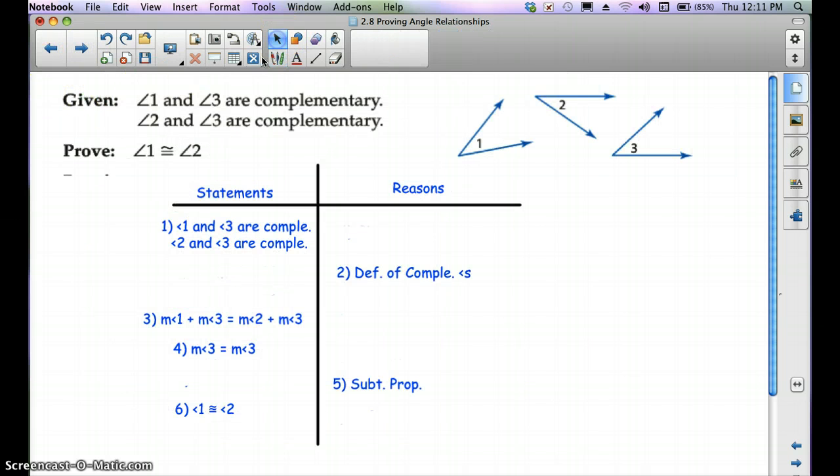Okay, so now we want to try using this with proofs. Okay, so before we get started, again, I just want you to see, if angle 1 and angle 2, or angle 1 and angle 3 are complementary, so these two angles equal 90, and 2 and 3 are complementary, those two angles equal 90, we want to prove that these two are the same.